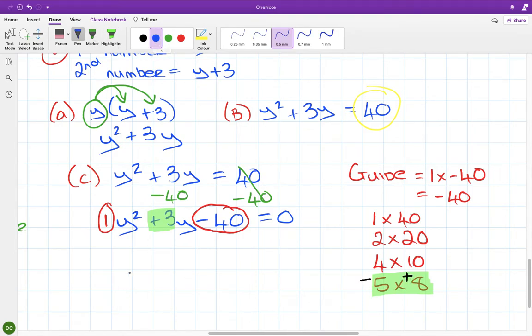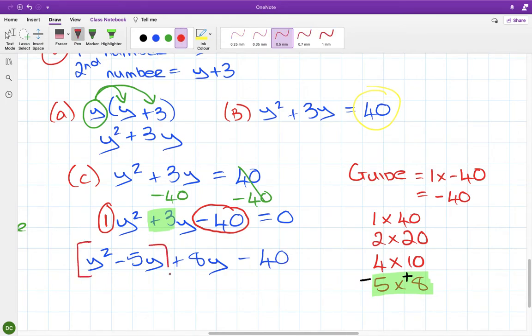Once we've got that, we go back over here and we split the 3 up into minus 5, don't forget your y, and plus 8, don't forget your y. And then you have your minus 40. Then we make our two groups, so first group and second group.